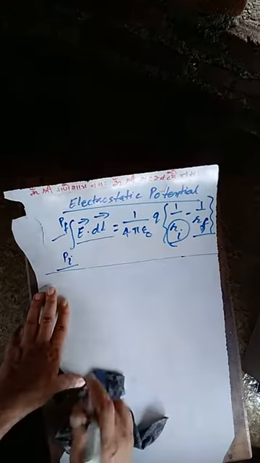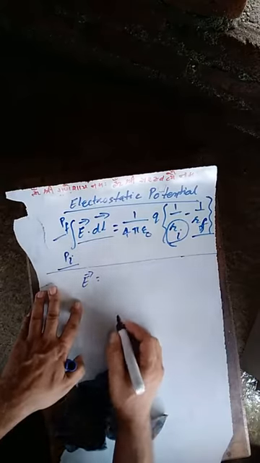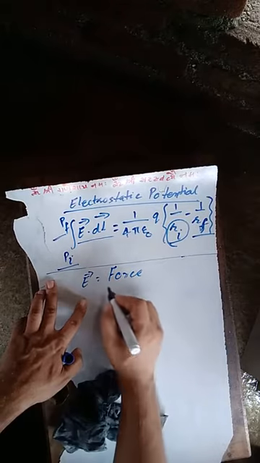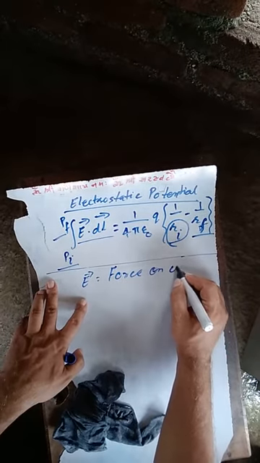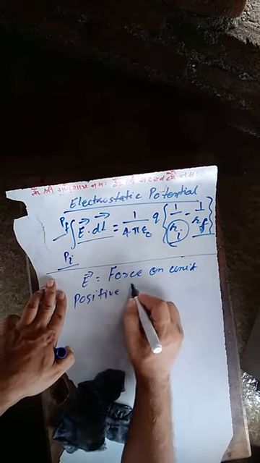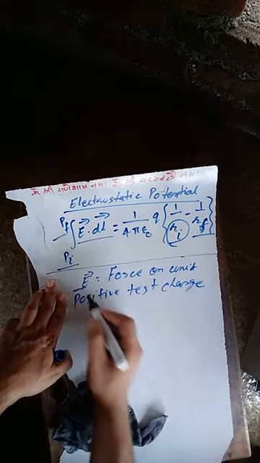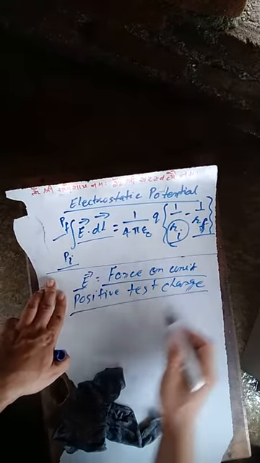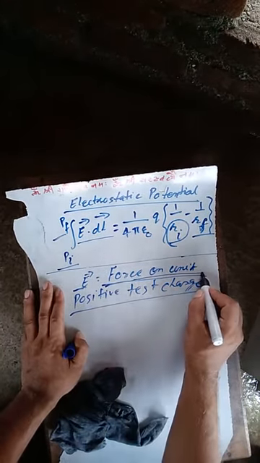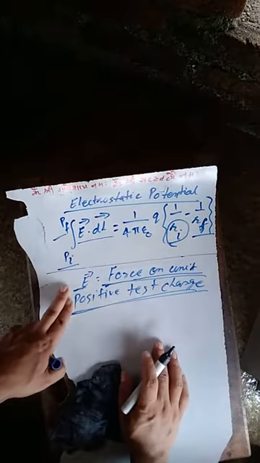Now what is your electric field? Electric field is actually a force. Force on unit positive test charge. So electric field is what? Force on unit positive test charge. Which type of force? Electrostatic force. This is the electrostatic force on unit positive test charge. This is your electric field, and dl is your small displacement.